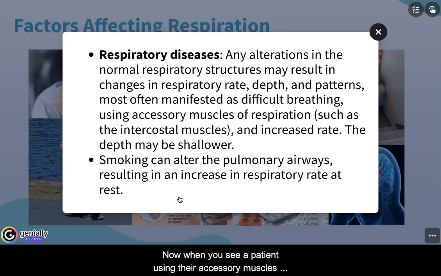Now, usually when you're breathing, you use your lungs and your diaphragm, right? But if you see a person using the stomach to breathe or other muscles of their body to breathe, we call them accessory muscles, and that's not a good sign. That means they're having difficulty breathing, right?